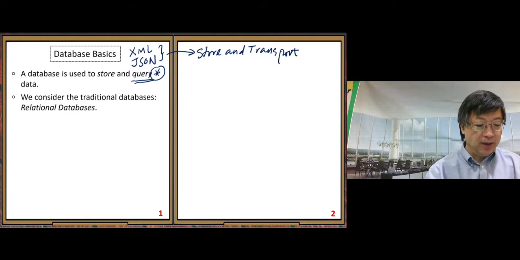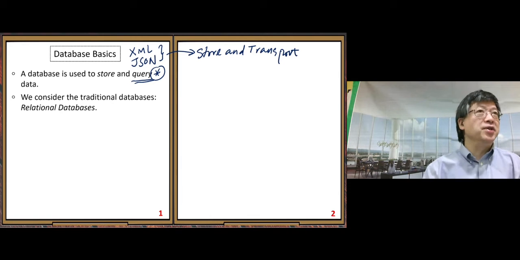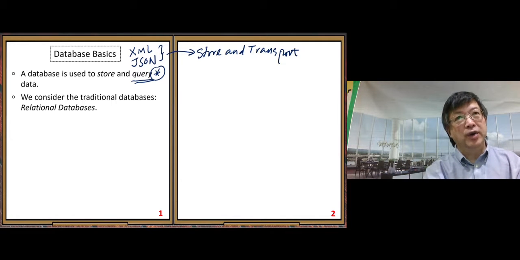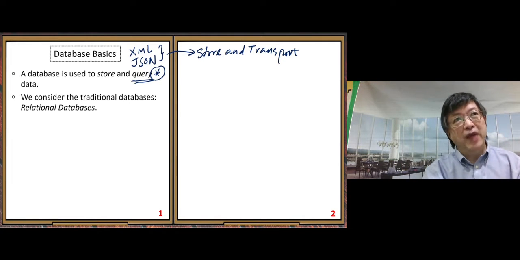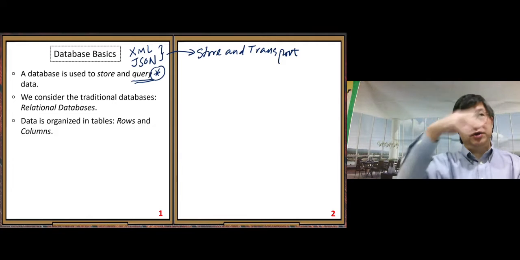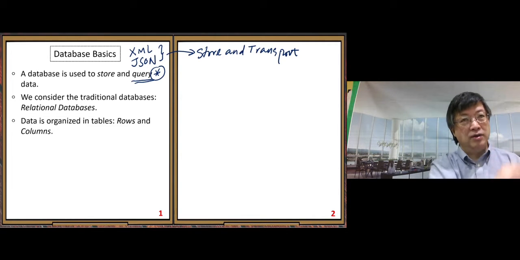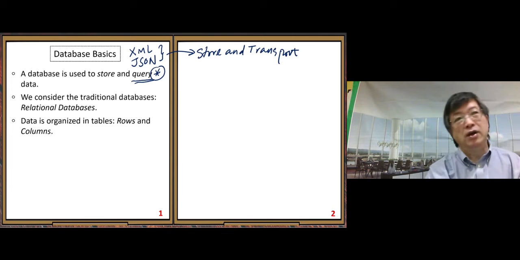We consider the traditional relational databases. There are some non-traditional databases, but here we don't want to talk about that, because the traditional relational database is dominant in the market, 90% something market share. So for that reason, we just study this topic. Data is organized in tables. In the database context, tables have rows and columns, the same as our understanding of the usual tables, rows and columns.